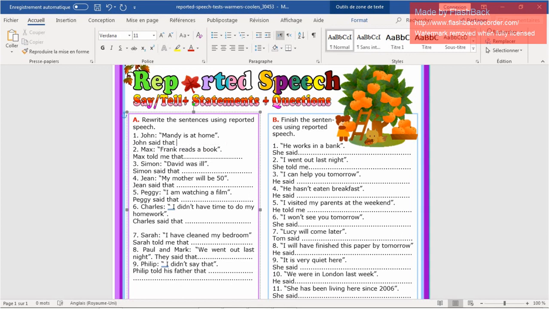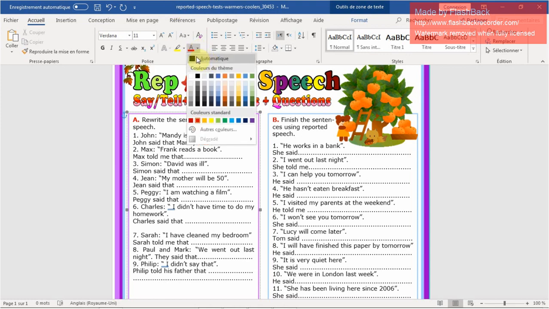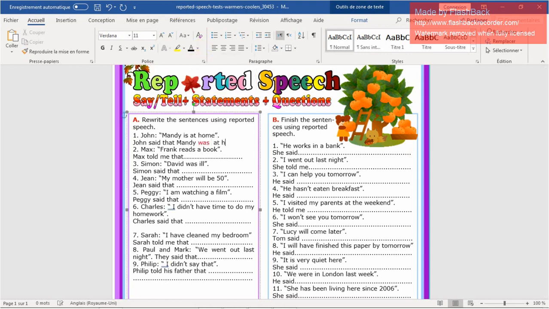Okay, so number 1. Mandy is at home. Is, verb to be in simple present, turns into simple past. So, John said that Mandy was at home. Very good. Excellent. Alright, now what about number 2?